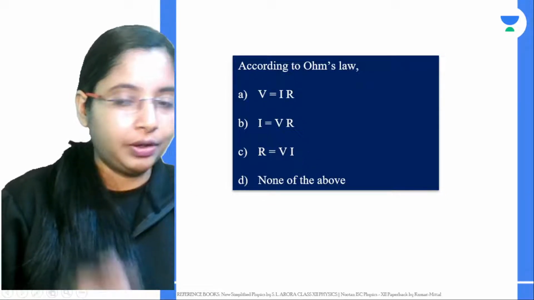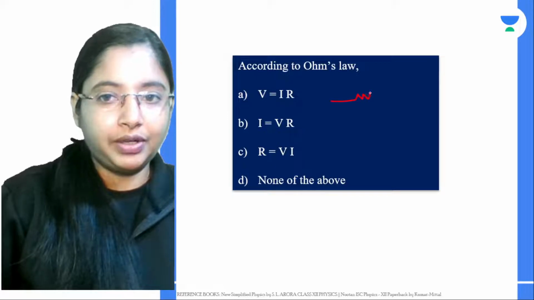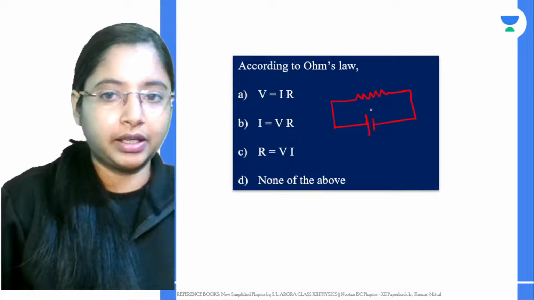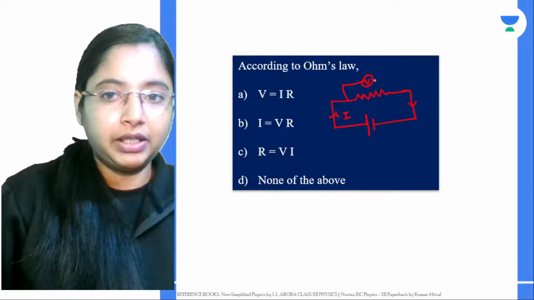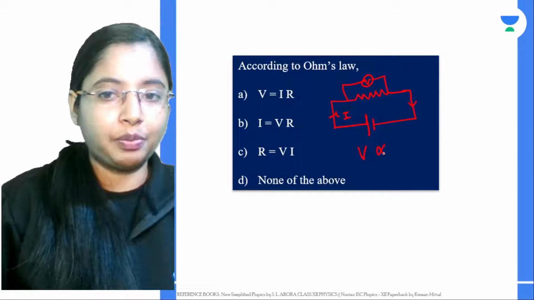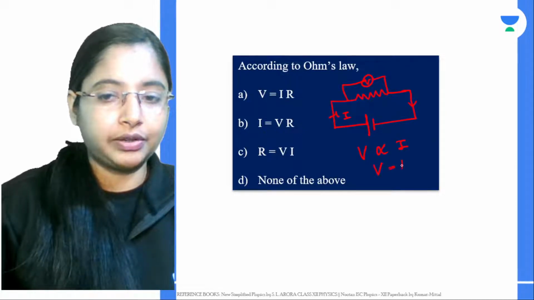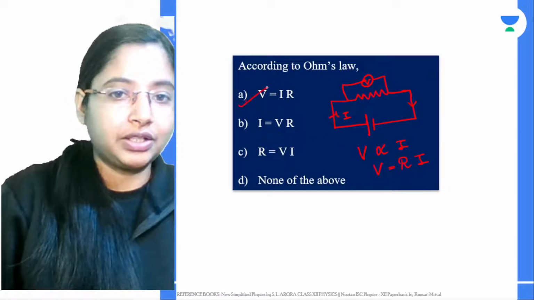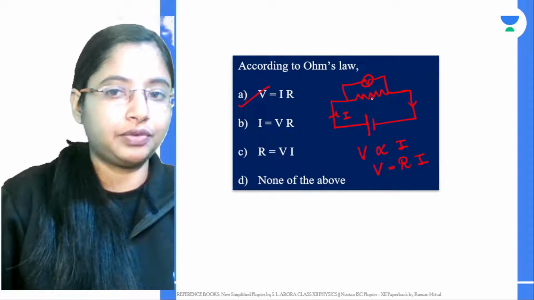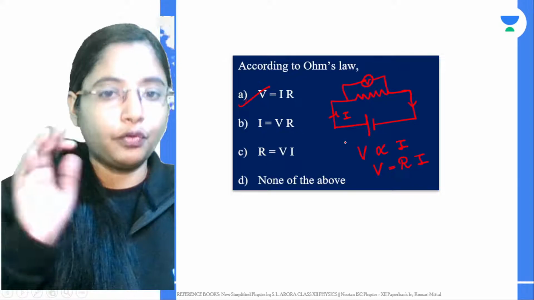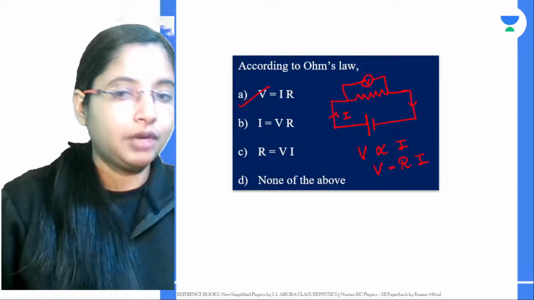So according to Ohm's law, let's say you have a resistor, and if you connect it across a battery, current starts flowing, right? Now if you connect a voltmeter across it, you can measure the potential difference. This potential difference is proportional to current. To remove the proportionality, we use a constant R, which is called your resistance. So according to Ohm's law, V is equal to IR, that is, the potential difference across the ends of a conductor is proportional to the current flowing through it for a given temperature, okay, for a constant temperature.